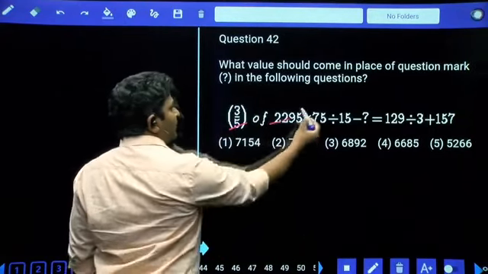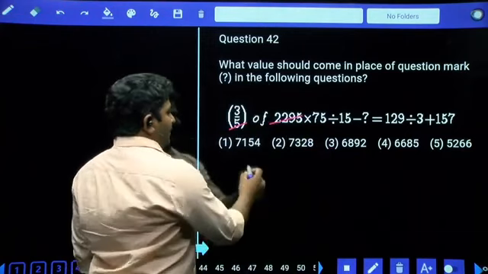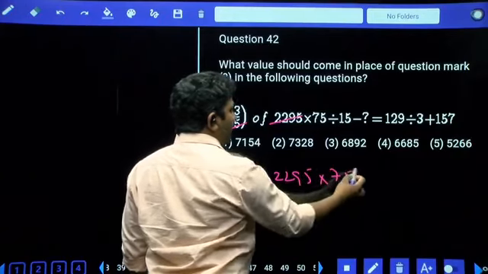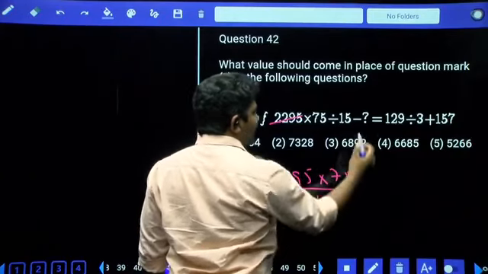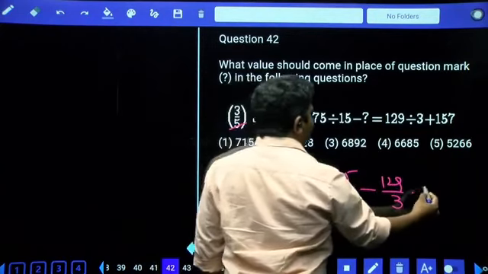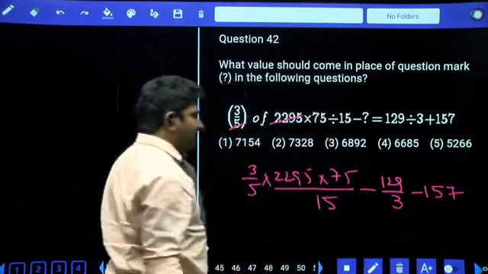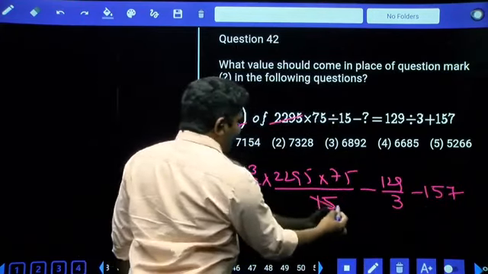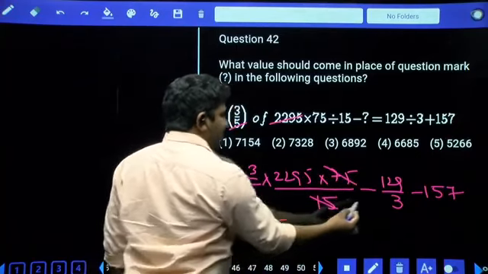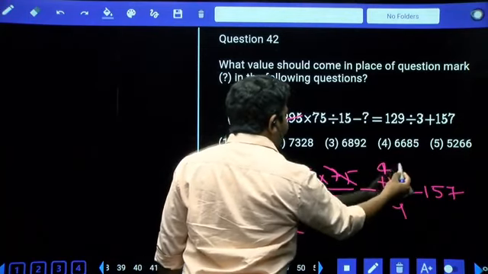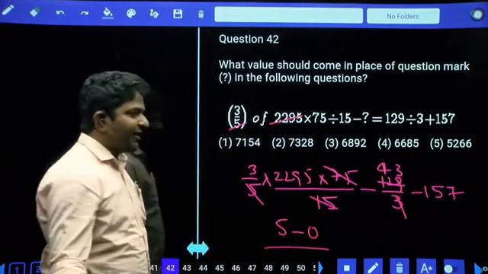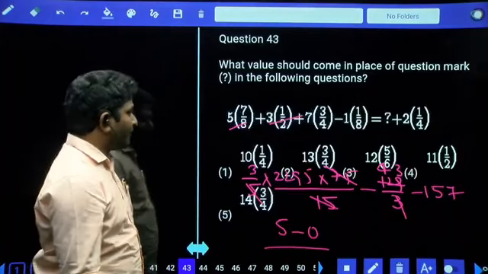3/5 of 5 times we have here. 3 by 5 of 2295 into 75 divided by 5. Minus x goes to right hand side and right hand side numbers come to left hand side. 129 by 3 minus 157. This is our entire answer. So 5 into 15, 75 gets cancelled. 3 into 5 ends with 5 minus 3, 43 times 3 plus 7, 0. 5 minus 0 in the sense answer should end with 5. There is only one option, fourth option.